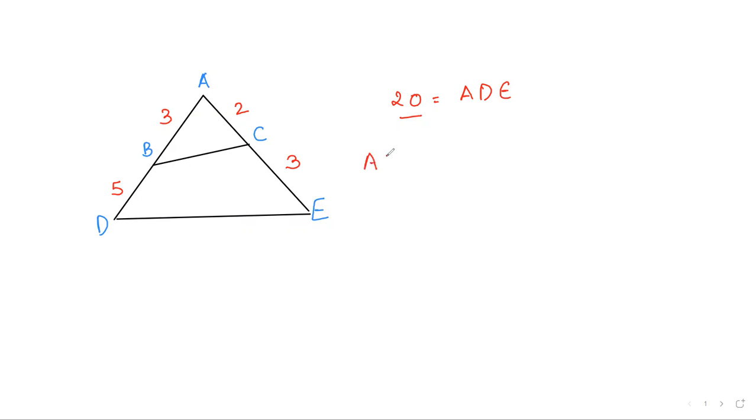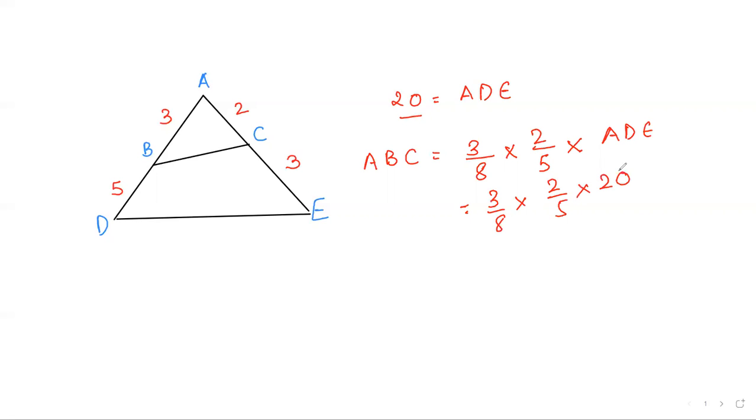I will say ABC is equal to 3 by 8, that's 3 plus 5 in the denominator, into 2 by 5, that's 2 plus 3 in the denominator, into ADE. So 3 by 8 into 2 by 5 into 20. That's the area of ABC. 5, 5, 5. That's 3. 3 is the area of triangle ABC.